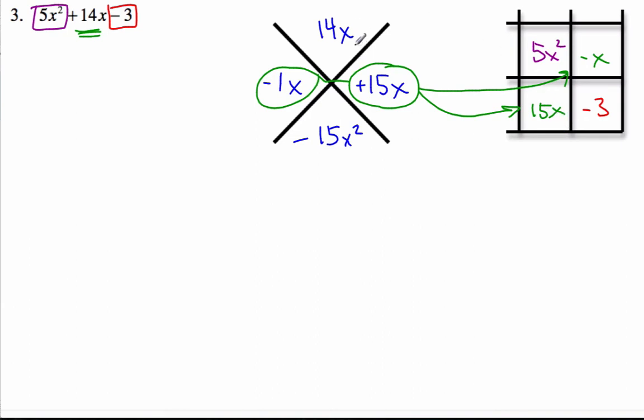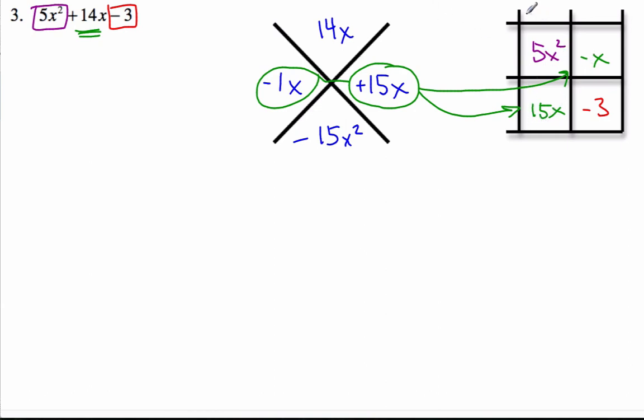Okay, and now we have to keep track of that. So just make sure the first term goes in the top box here, the last term in the bottom right-hand side, and the 14x, which comprises -x and 15x, goes in the other two boxes.